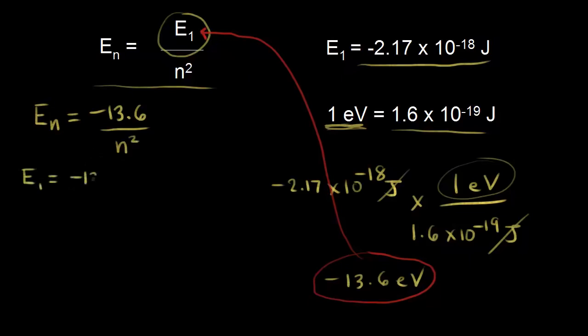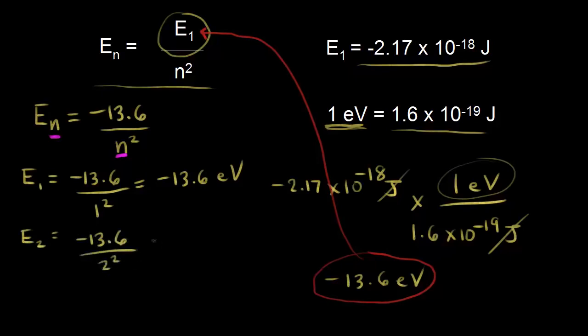It's equal to negative 13.6 divided by, so we're saying the energy for where n is equal to 1. So whatever number you have here, you're going to plug in here. So this would just be 1 squared, right, which is of course just 1. And so this is negative 13.6 electron volts. So we already knew that one. Let's calculate the energy for the second energy level, so E2. This would just be negative 13.6, and now n is equal to 2, so this would be 2 squared. And when you do that math, you get negative 3.4 electron volts.